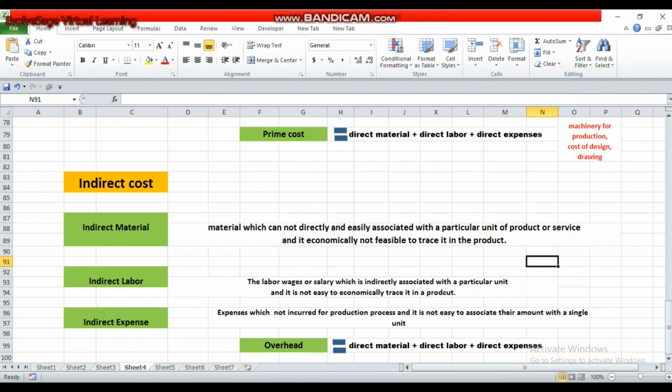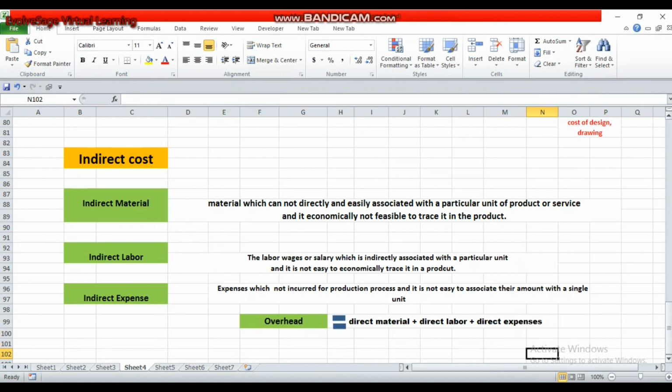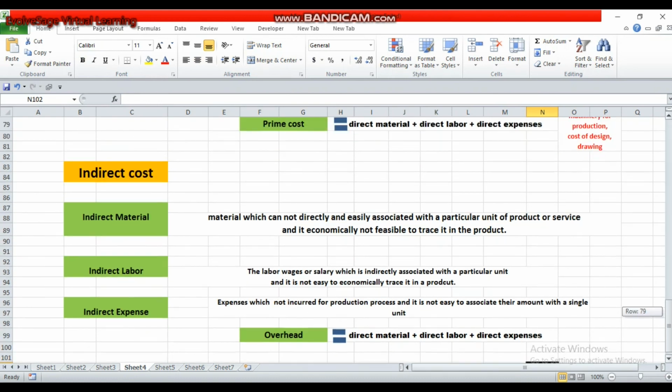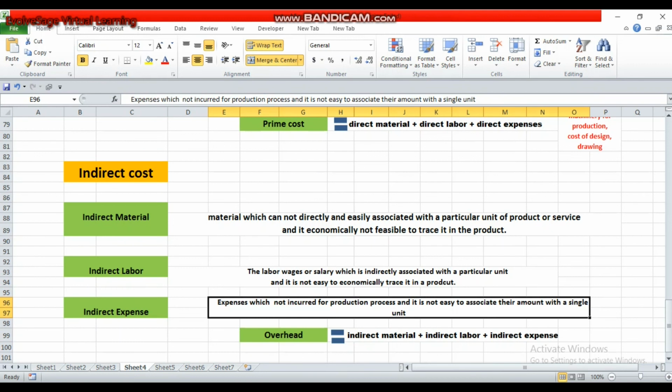So what is actually indirect cost, what is actually overhead? We will make another group where we will add all indirect costs, and that group will be called overhead. The group where we add all indirect costs will be called the overhead group.